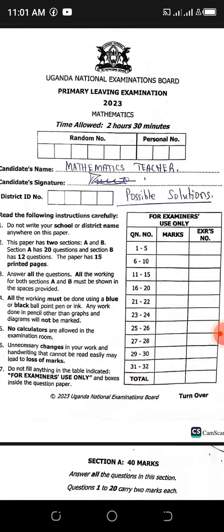Now, this is the examination that children in Uganda write when they are leaving the primary level and continuing to the secondary level. So this is the examination they set for mathematics. I want us to look at all the questions from question number 1 up to where we shall stop. So let's have a glimpse of what questions were set.